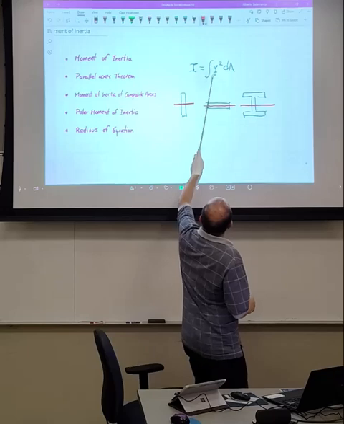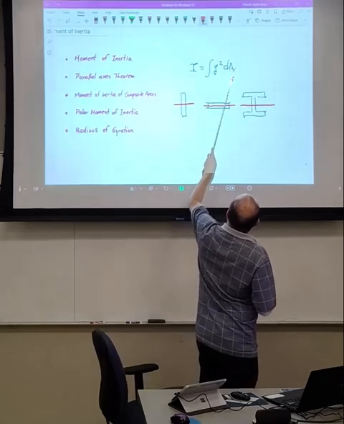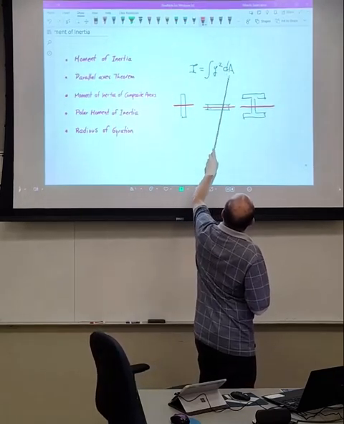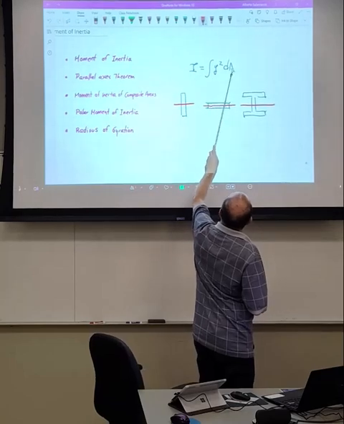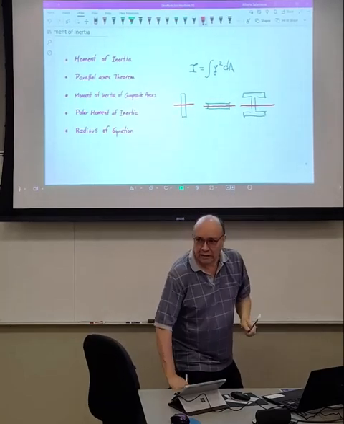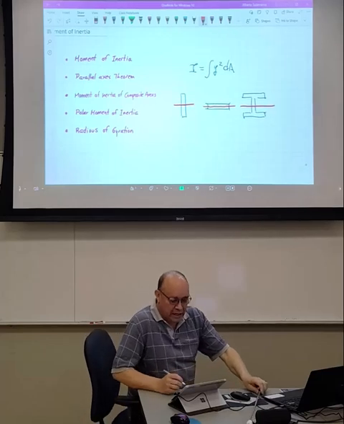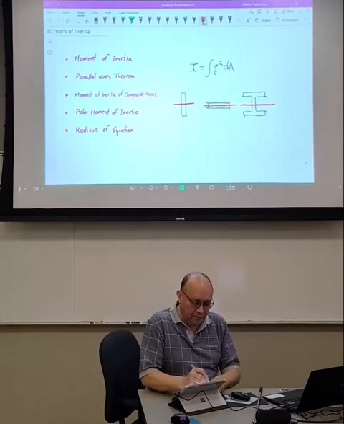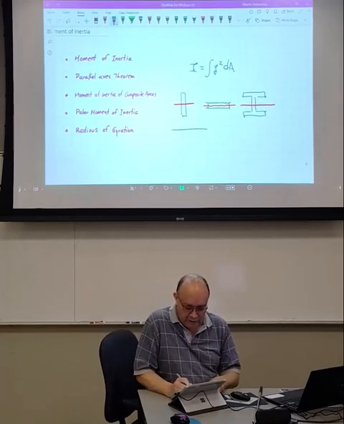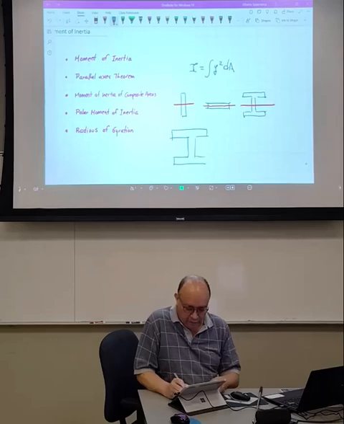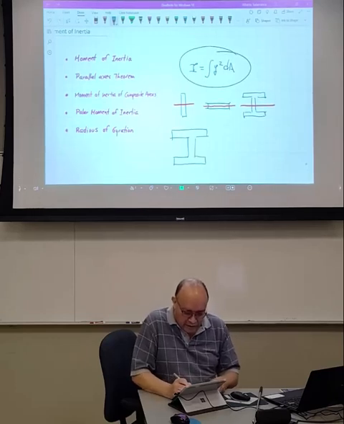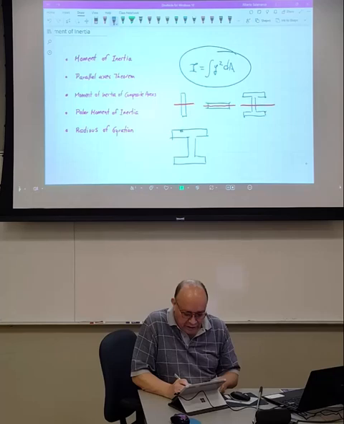So look, this equation multiplies every piece of area of the cross section by the distance of that piece of area to the bending axis. If I'm talking about this cross section of a beam, what this equation is doing is taking every piece of area here and multiplying by this distance to the bending axis.